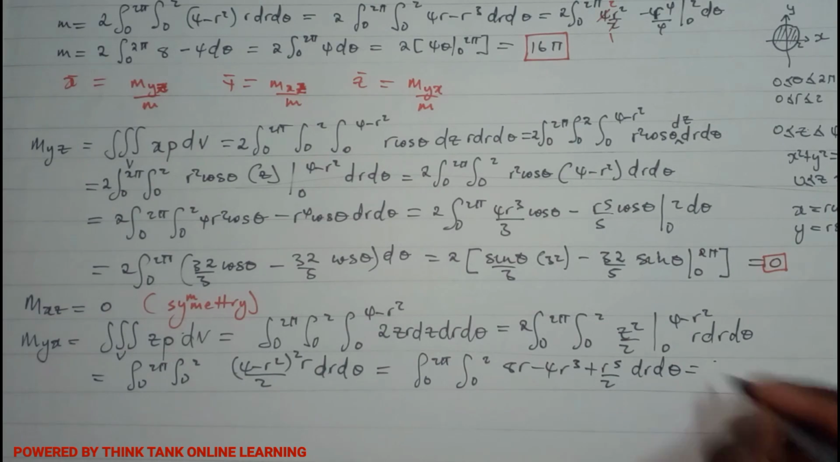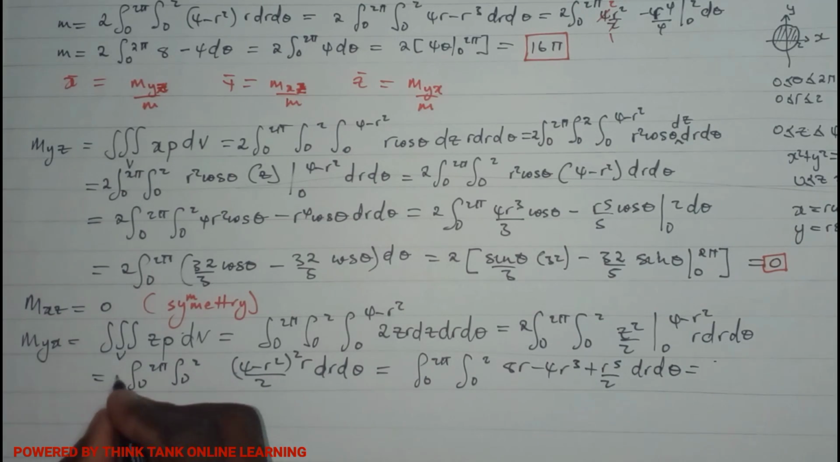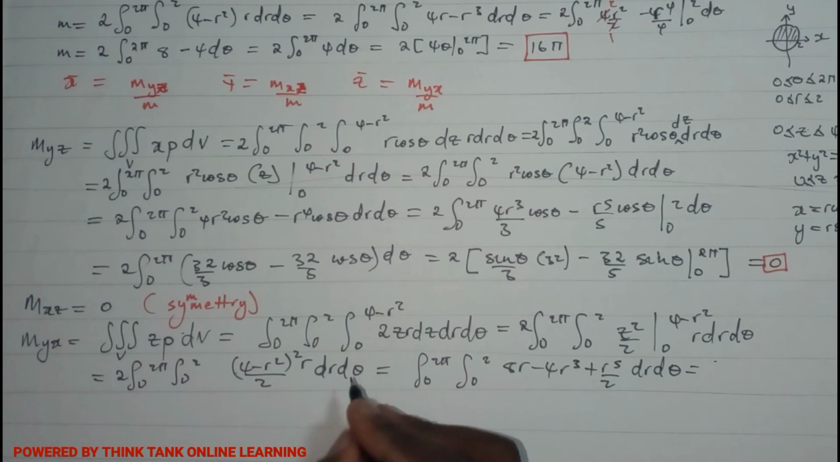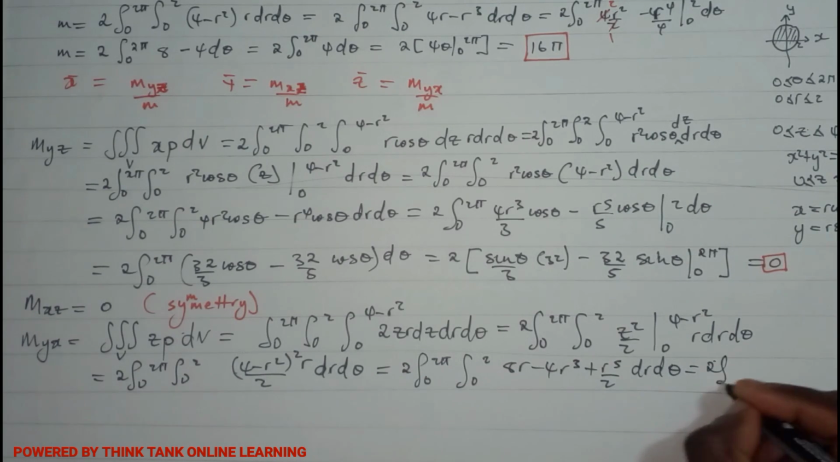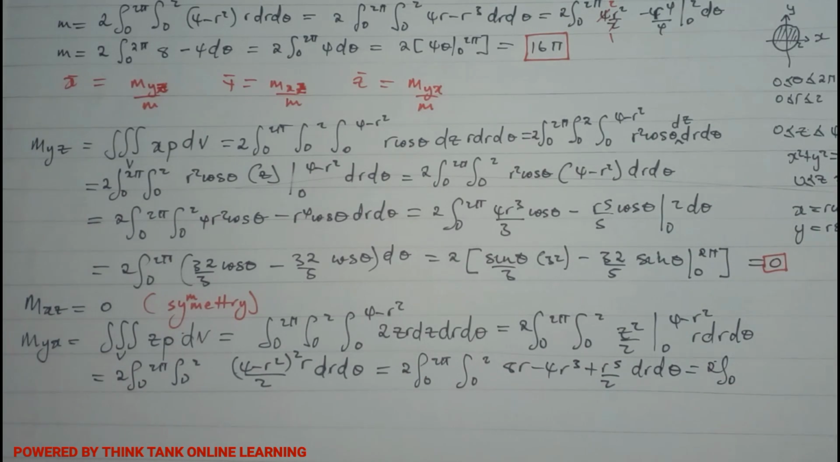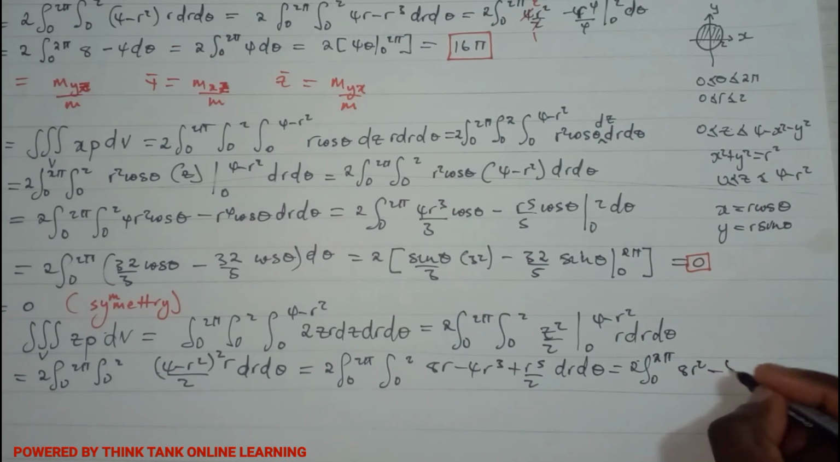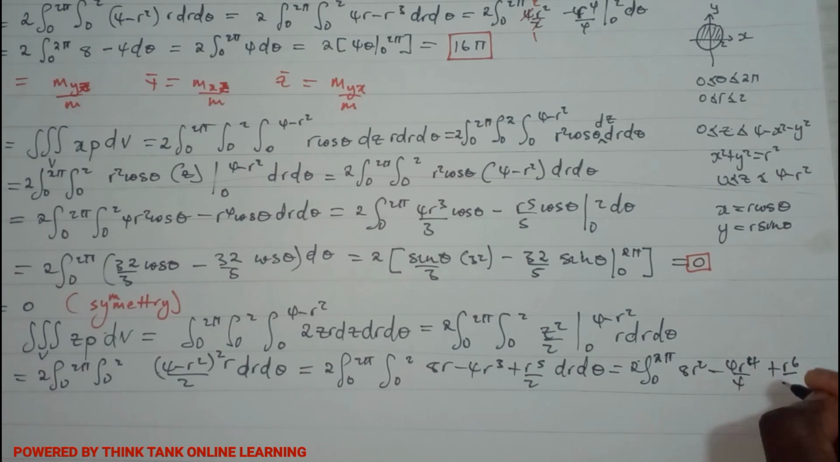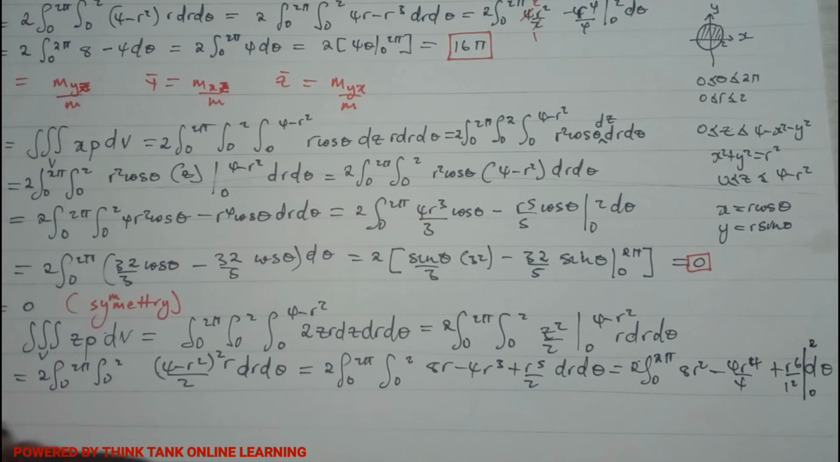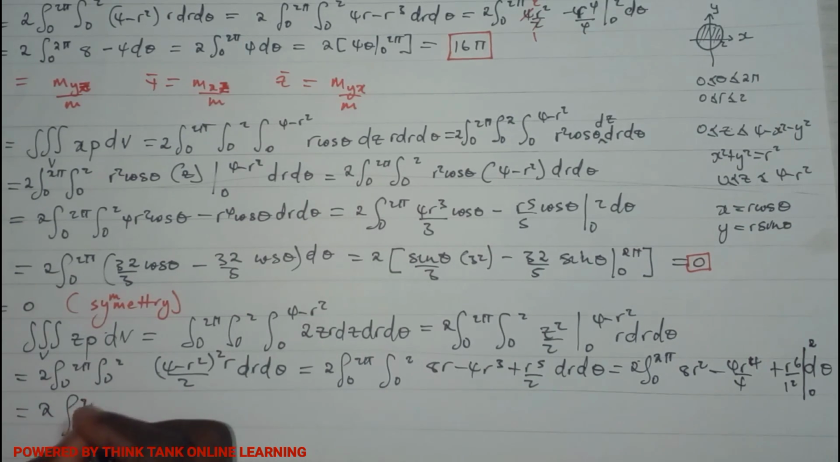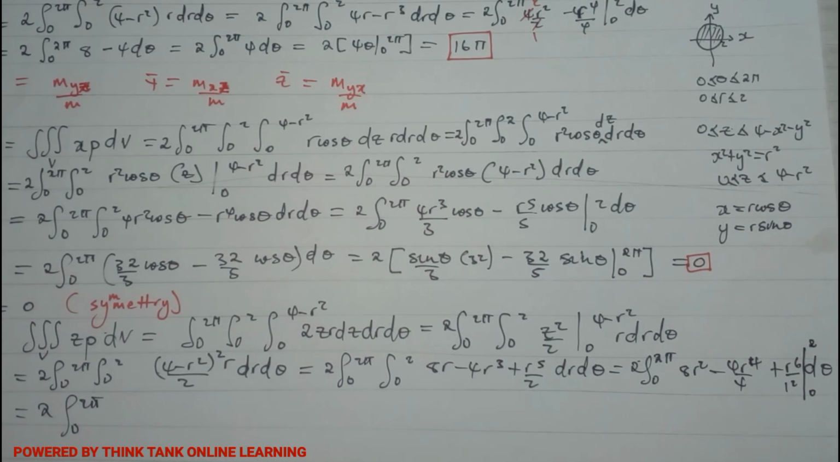Now we said 2 for the density, same here, 2 for the density. So let's integrate with respect to r: we get 8r squared over 2, minus 4r to the power 4 over 4, plus r to the power 6 over 12, d theta, with the limit for r from 0 to 2. So what are we going to get?